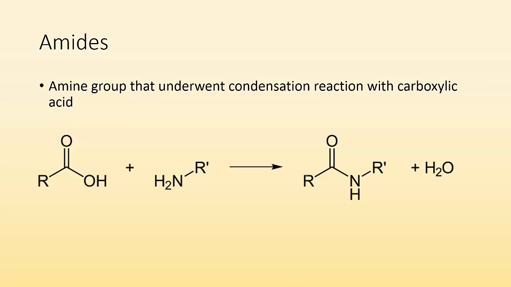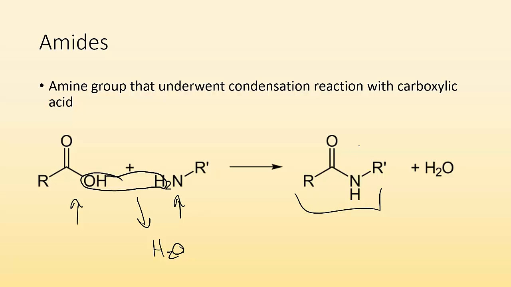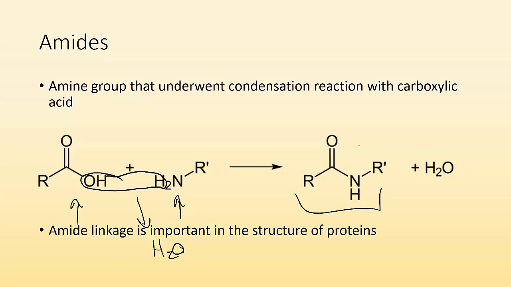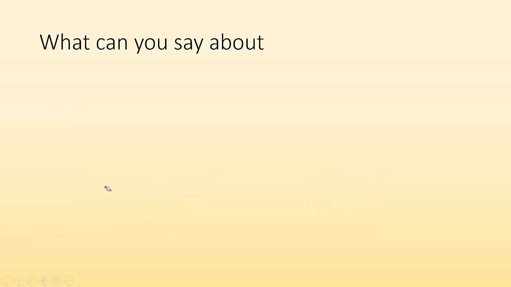Amides. Basically, you got an amine group that underwent condensation reaction with carboxylic acid. So you got your amine group, you got your carboxylic acid, and you're getting rid of one of those hydrogens in the OH on the acid, taking out water and linking those two molecules together, making this. These are really important in proteins and in natural biochemistry stuff because they make proteins.